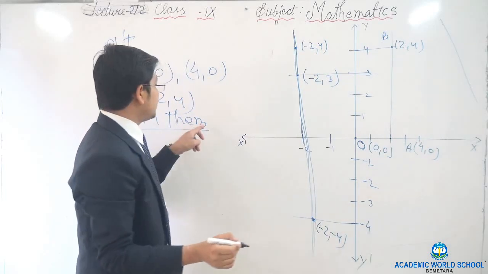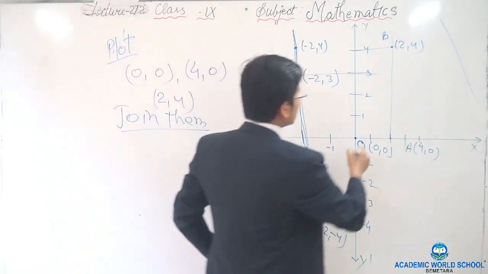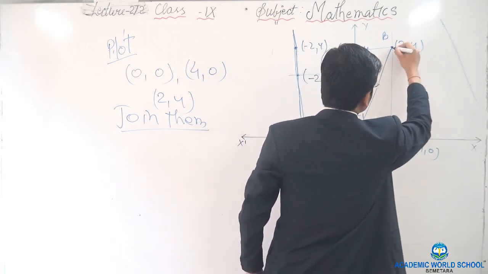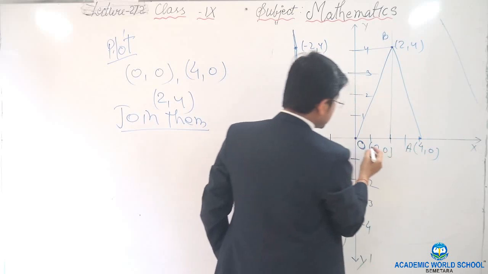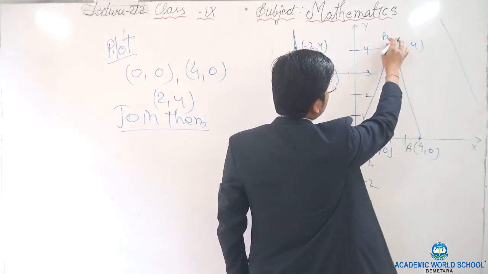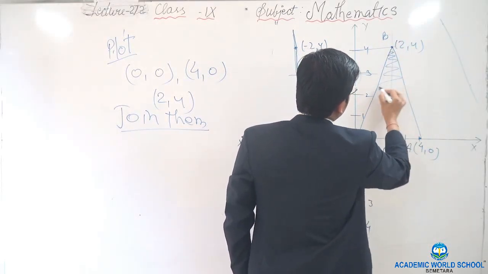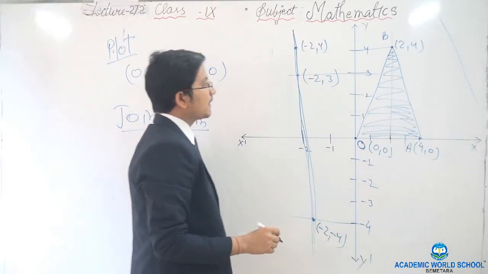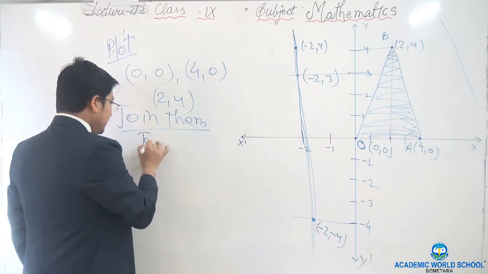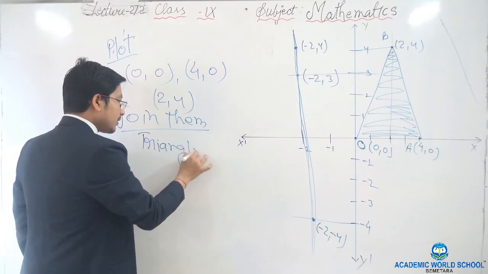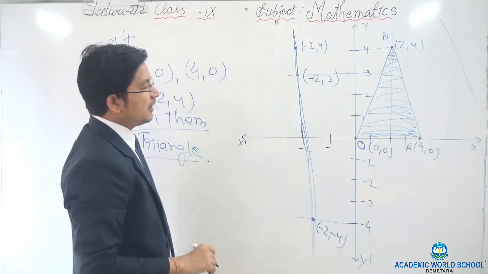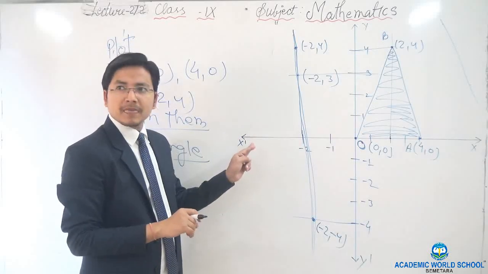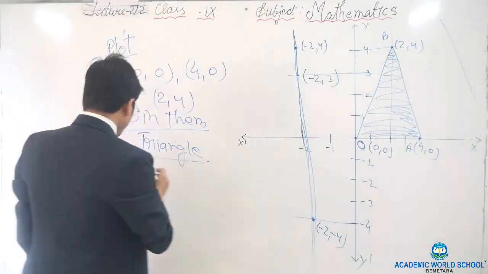Now I have to join these points. So this is O, A and B. So the figure we obtained is a triangle. Now, if we have obtained the triangle, now find the area of this triangle.